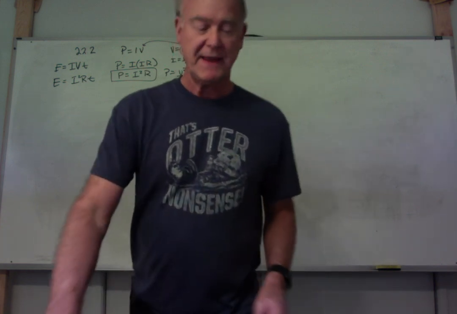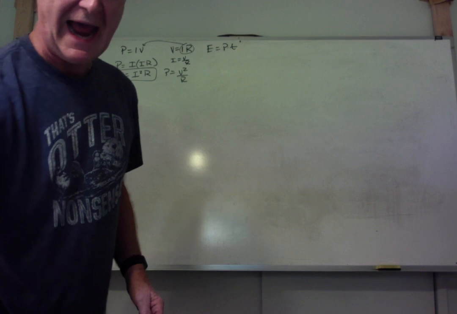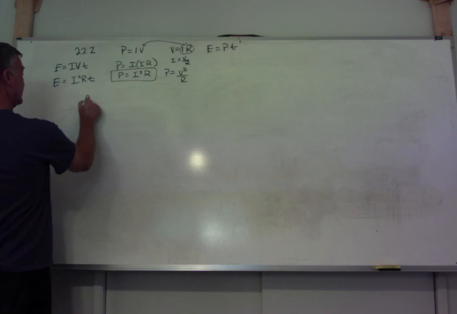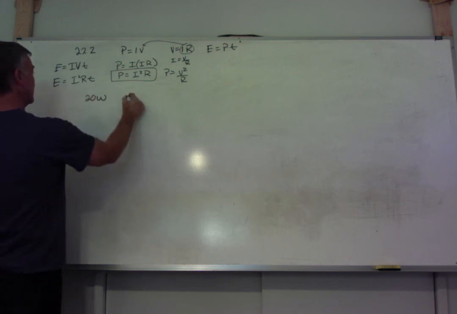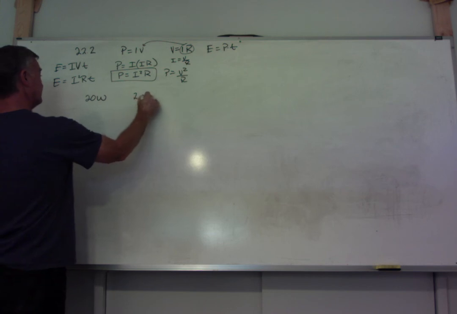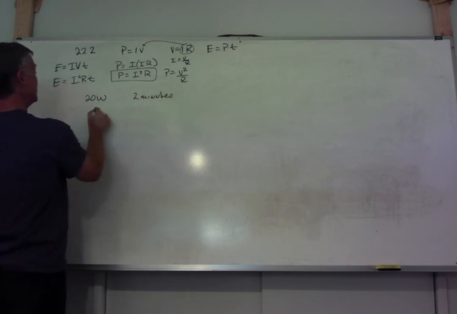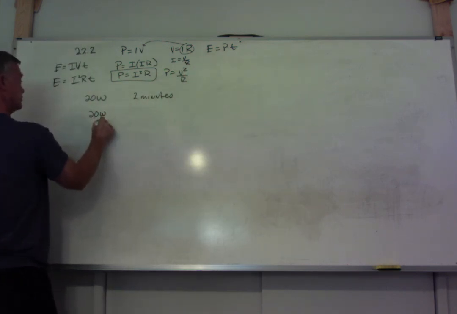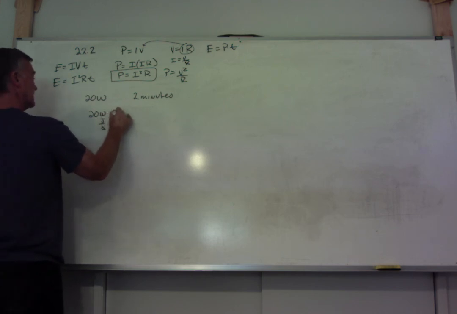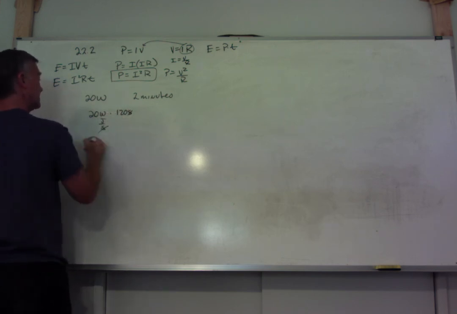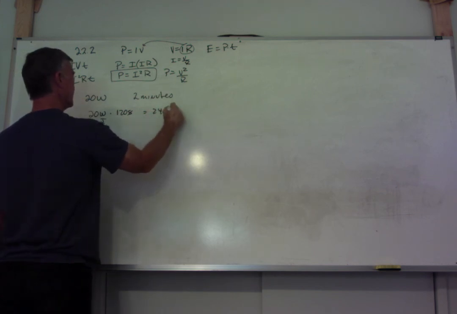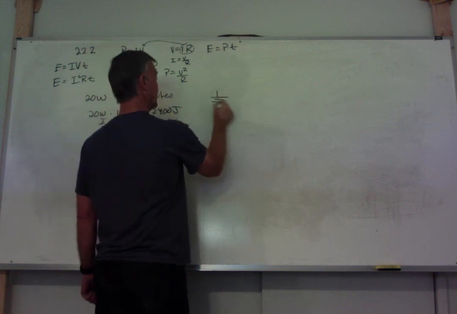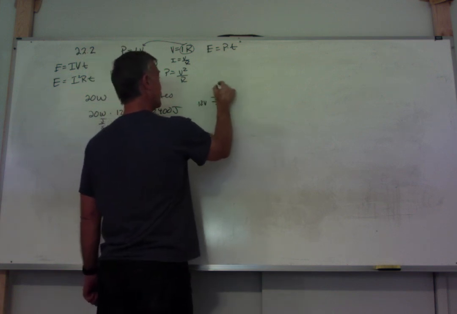All right? That'll be one of the types of questions that will get asked in the homework this evening. They will tell you something like this: you've got a 20-watt circuit, and it runs for 2 minutes. How many joules? Well, energy is power times time. It's 20 watts, which is joules per second, times, we'd have to change this to 120 seconds, and this would be 2,400 joules.